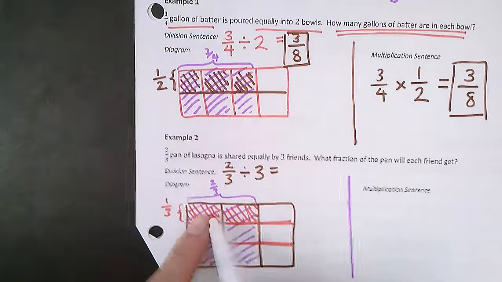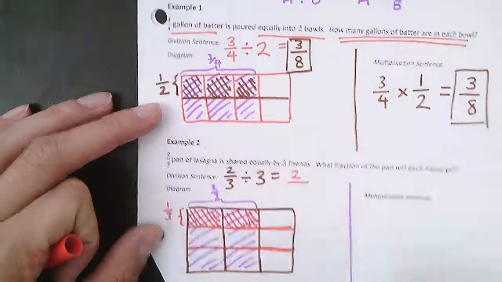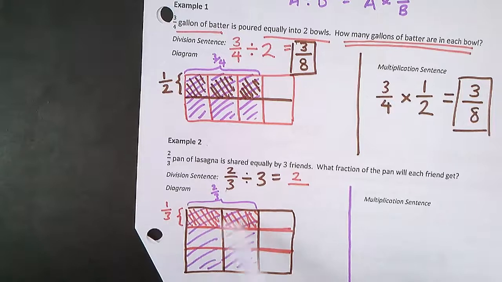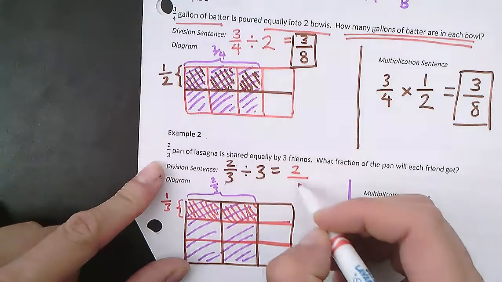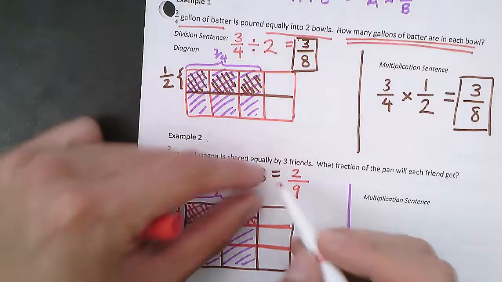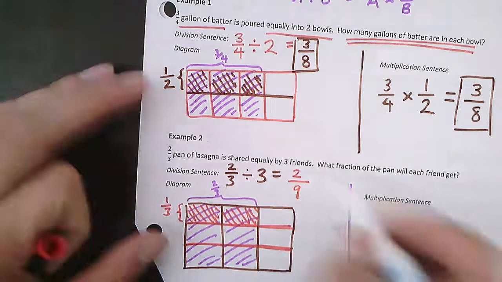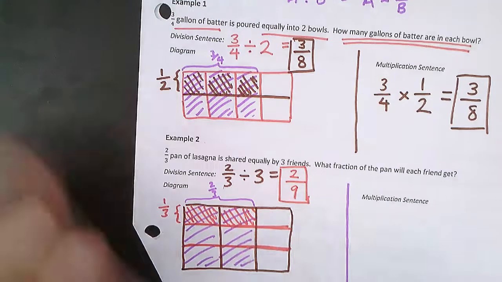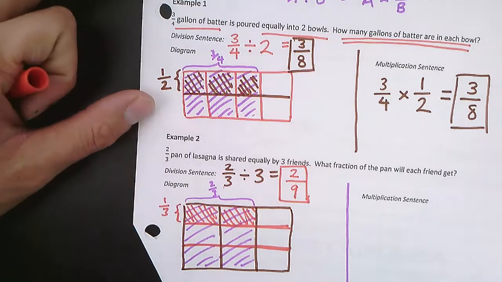So there's 2 parts here. So we want those 2 out of the whole. So we count how many parts are in the whole. 1, 2, 3, 4, 5, 6, 7, 8, 9. 2/9. So when we take 2/3 and split that into 3 parts, each part is going to have 2/9. So each friend gets 2/9 of the pan.